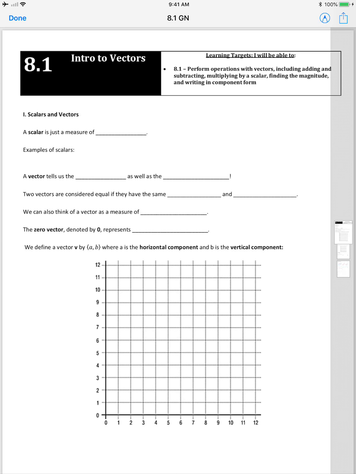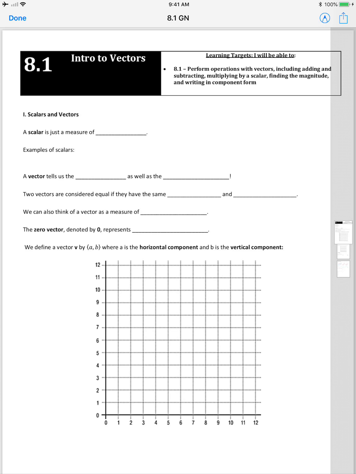Hello, we are back. This is our final unit, Unit 8, which is all about vectors. This is Mr. Boothman, and I'm going to be taking you through section 8.1 right now, which is just a basic introduction to vectors and a few of the basic operations that we can do with them.